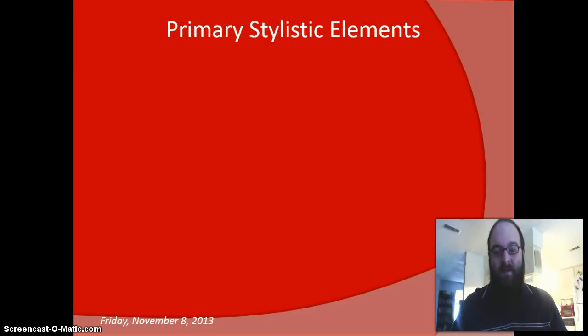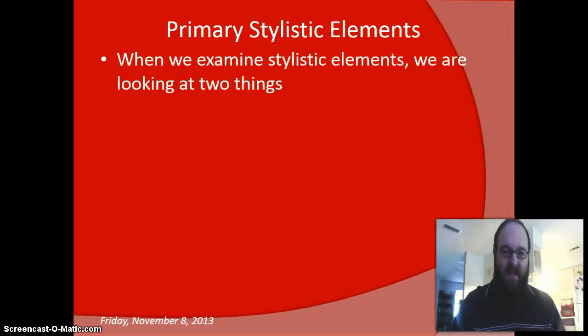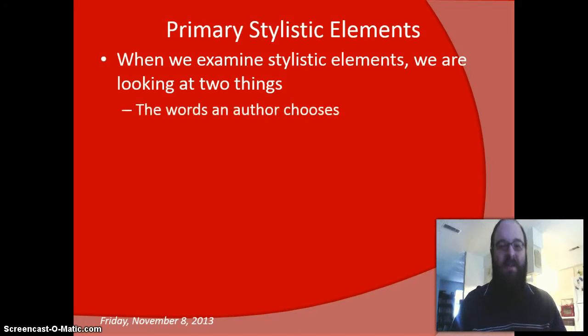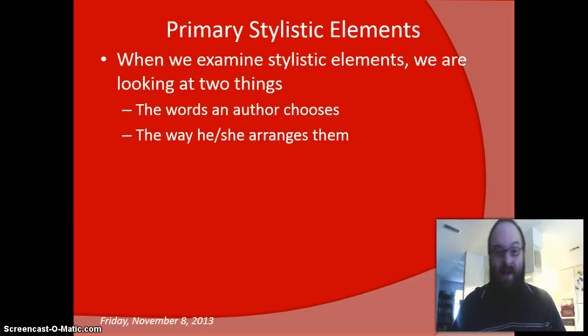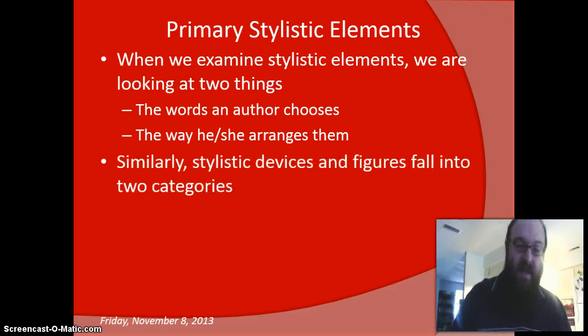So let's talk about what I mean when I say stylistic elements. Here are basically the stylistic elements you need to be looking for when doing a style analysis. When we examine stylistic elements, we're looking at two things. Basically, you can break down all stylistic elements into just two groups. We're looking at the words an author chooses and the way he or she arranges them. When put that way, style analysis really isn't that tough. You're just trying to explain why the author chooses the words he or she uses and why he or she arranges them the way he or she does.